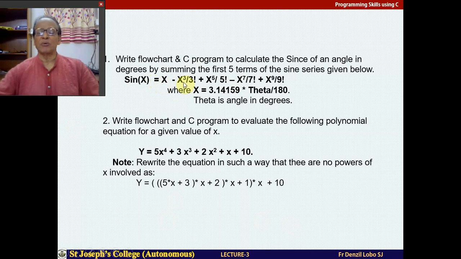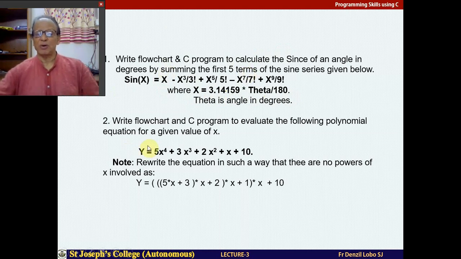And the rest is got by multiplying the previous term by x squared. Therefore, this has become x to the power 3, therefore this is 3 factorial. This is x to the power 5, therefore 5 factorial. X to the power 7 by 7 factorial, etc. And x is equal to 3.14159 into theta divided by 180. So, kindly write a good flowchart and then the C program.